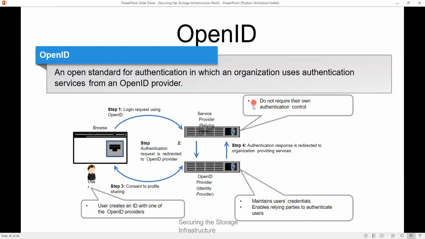And as I've said here, this particular service provider does not have any authentication control. So this OpenID provider maintains all the user credentials and enables relying parties to authenticate users. In this example, we have one relying party, but there can be multiple. This OpenID provider serves multiple websites, multiple relying parties. Okay, so this is the kind of authentication in which the service provider relies on some other company, some other organization.